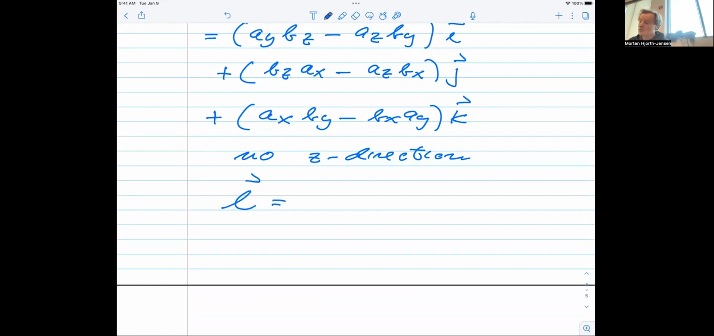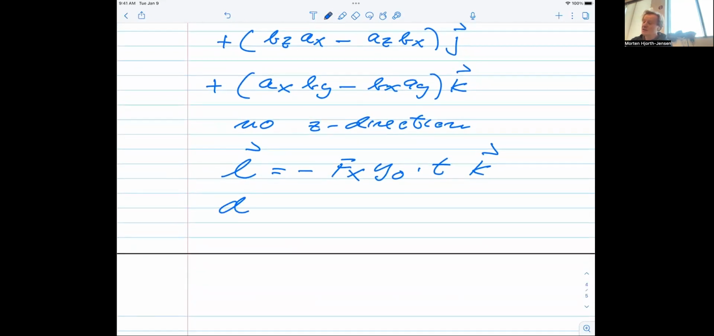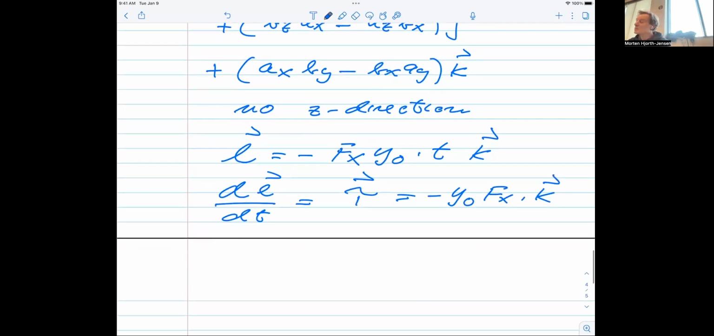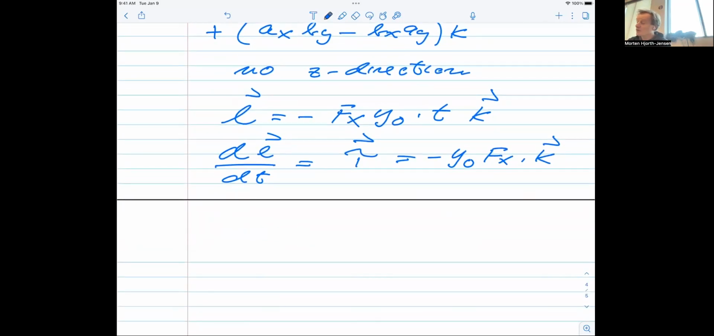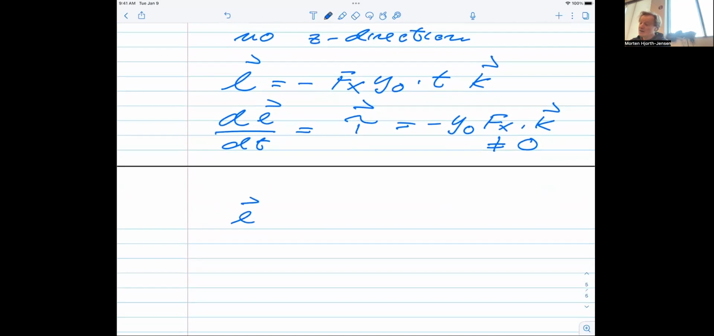L is then going to be equal to minus f of x times this constant y0 times t multiplied with k. And that means that dL/dt, which is the torque vector, is simply, when we take the time derivative, minus y0 times f of x times k. And unless y0 is 0, or f of x is 0, or both are 0, this quantity is different from 0. But that's something which we could have expected. So L is not conserved.